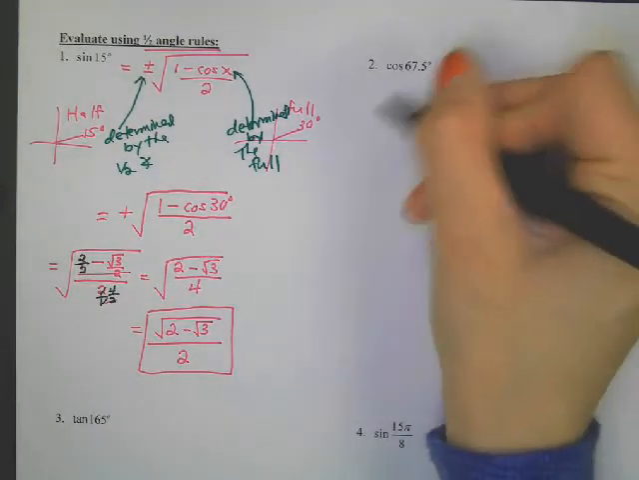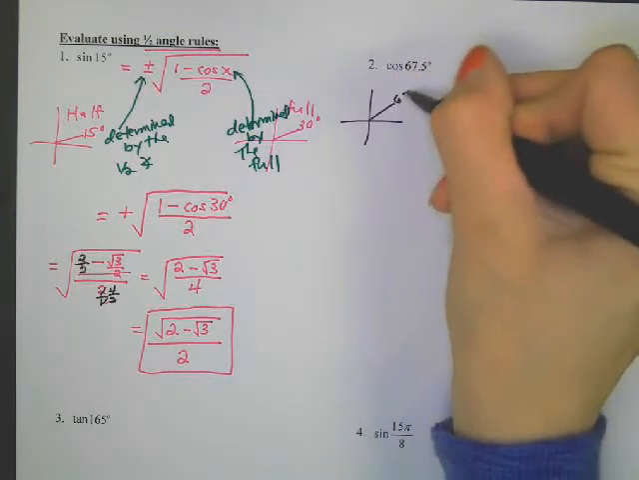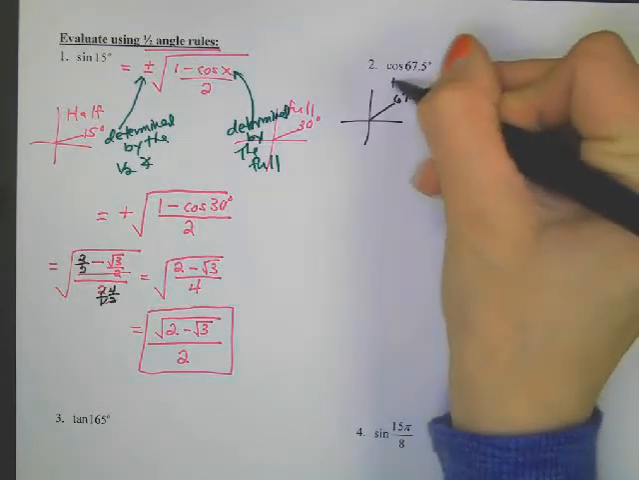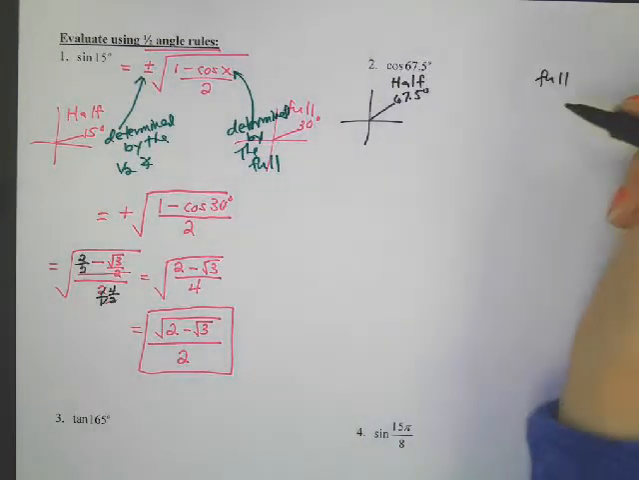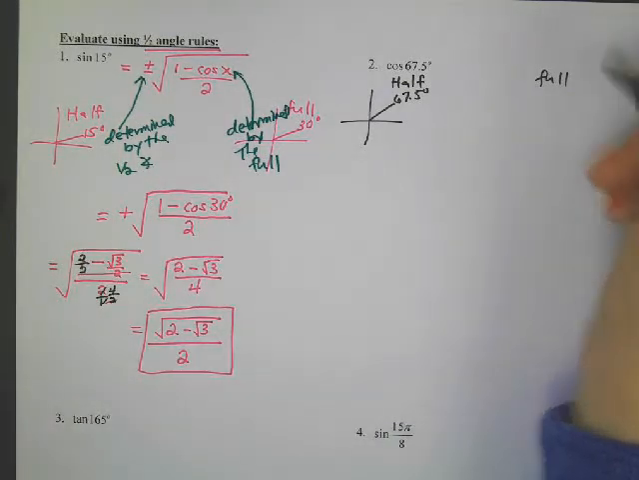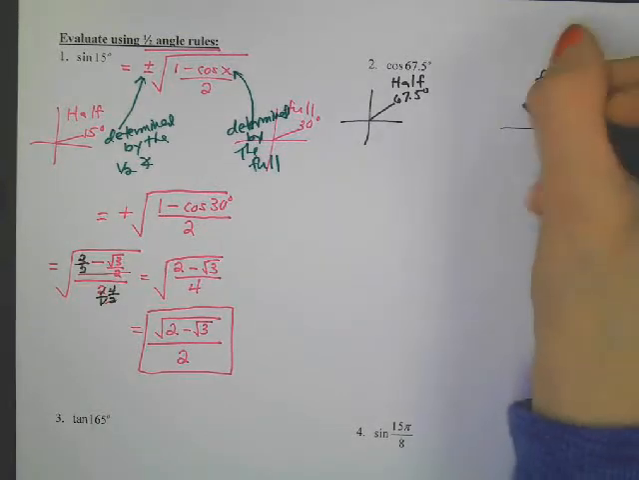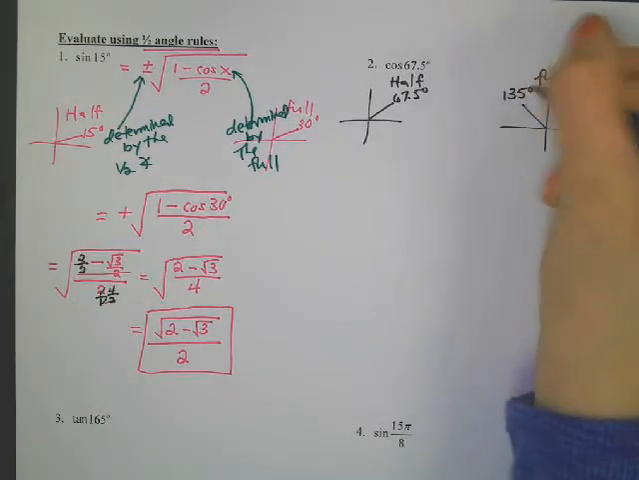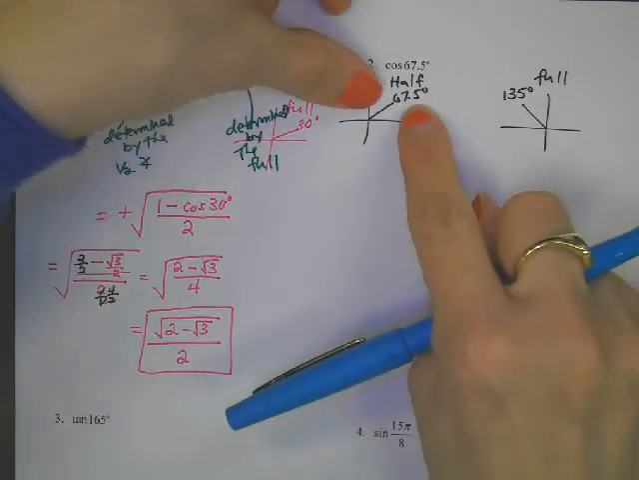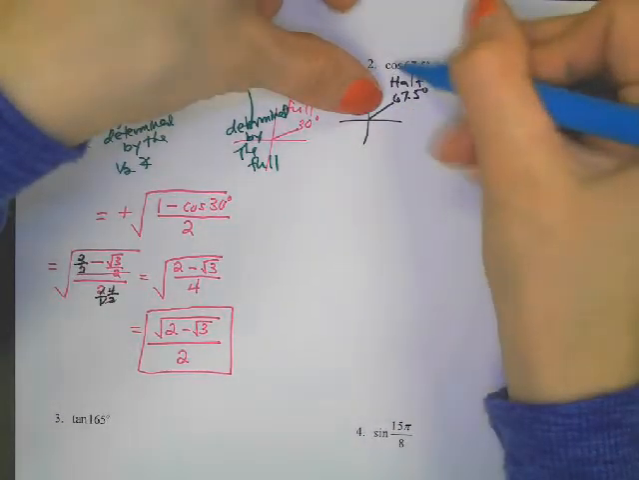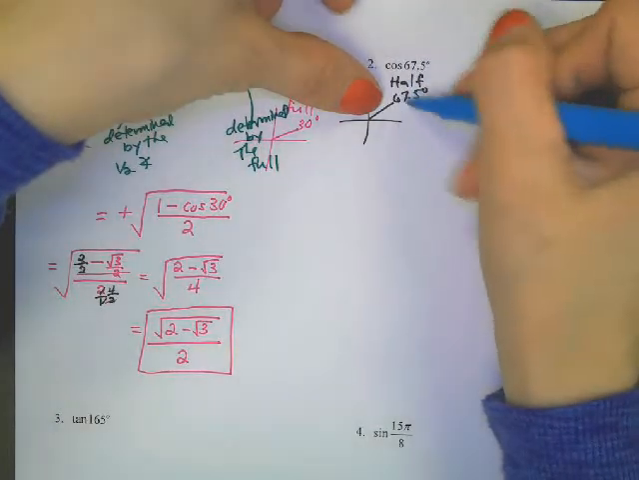67.5 degrees. So the half angle is right here, 67.5. That's the half. And where is the full angle? 67.5 times 2, we said, was 135. 135 right here in quadrant 2. Okay, so when we do our problem, we have to pick plus or minus. Looking at the half, are you going to pick plus or minus for a cosine? A cosine in quadrant 1. Let's pick plus.